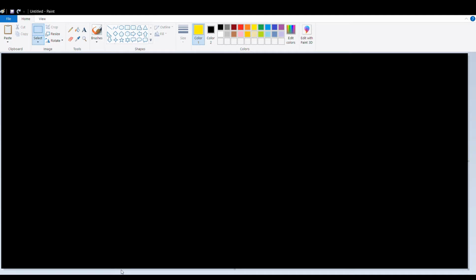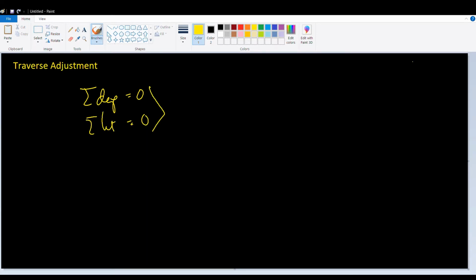The procedure of computing the linear error of closure and applying corrections to the individual latitudes and departures for the purpose of providing a mathematically closed figure is referred to as traverse adjustment. Remember, the condition for any closed traverse is that the summation of the departures and the summation of the latitudes must both be equal to 0.